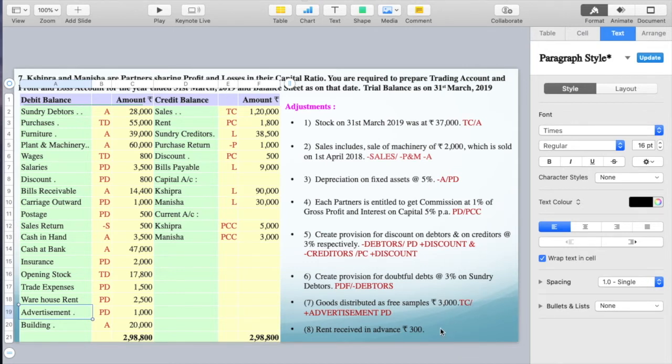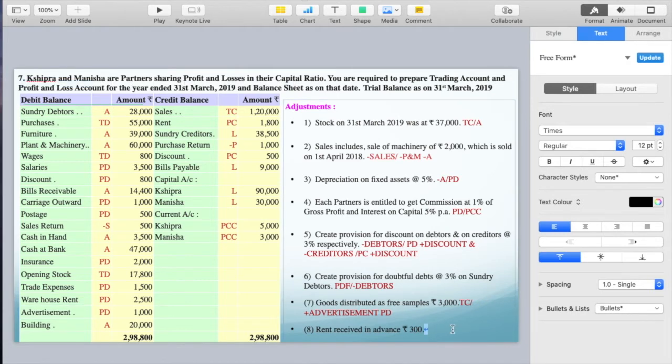Then rent received in advance, rupees 300. An advance will always be less, so less from income, that is from rent, and it's an advance income, so we'll go to liabilities. So I'll put one tick mark on rent.